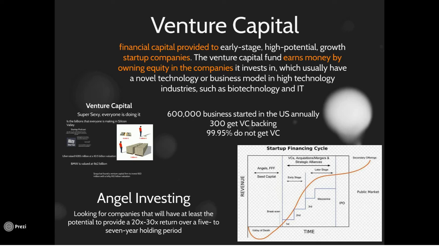So, for example, in banking, if you keep your money in a CD or something like this, or just invest in the stock market, you like to get about 10% return on interest. That's nice. You're doing solid if you get that. But these guys, the angel investors, are looking to get 20 to 30 times return over a 5 to 7 year holding period.